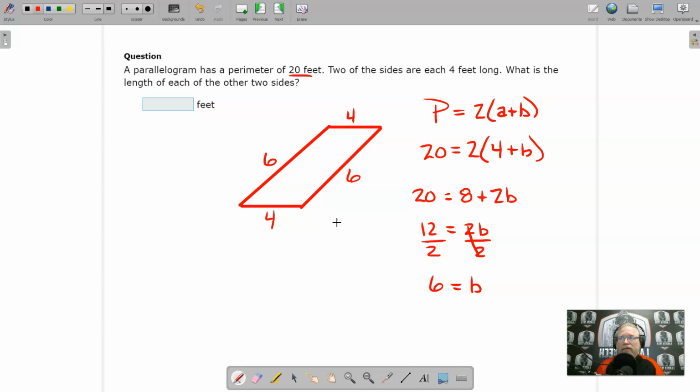We can always go back and double check our answer. 6 plus 6 is 12, plus 4 is 16, plus 4 more is 20. So indeed, 6 is the correct answer.